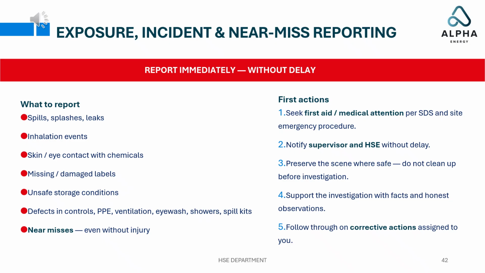You must report missing or damaged labels. If you can't read the label, it's a hazard. You must report unsafe storage conditions. If chemicals are stored incorrectly, it needs to be fixed. You must report defects in controls, PPE, ventilation, eye wash stations, safety showers, or spill kits. If the equipment that's supposed to protect you isn't working properly, we need to know. And you must report near misses, even if there was no injury. A near miss today is an accident waiting to happen tomorrow. Report it.